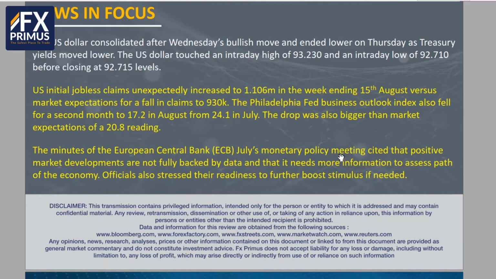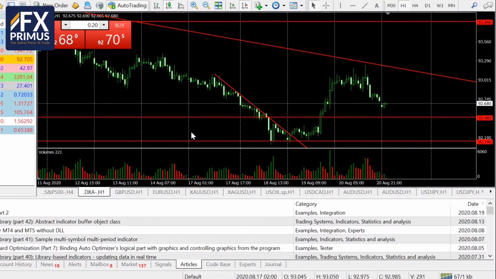The US dollar, again, as mentioned just now, consolidated on Thursday after Wednesday's bullish move and ended lower as treasury yields began to pull back a little bit. So first of all, let's just have a look at the US dollar index.